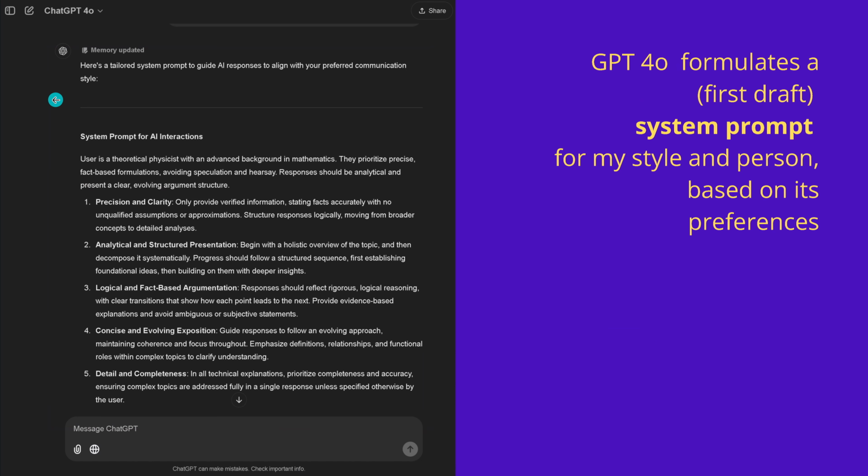So now here's the response by ChatGPT 4 Omni, and you see memory updated here. So this means that ChatGPT 4 Omni now says, now I know who I'm talking to. And if I have an account over there, on my account the system now has a memory update. It stores how I want the system to behave. And in my next communication, this memory update will be in the system prompt. So the AI comes back and says, hey, the system prompt for your AI interactions. And this is now the information the AI would like to have for its own use. System prompt: precision and clarity, analytical and structured presentation, logical and fact-based argumentation, concise and evolving exposition, and detail in completeness.